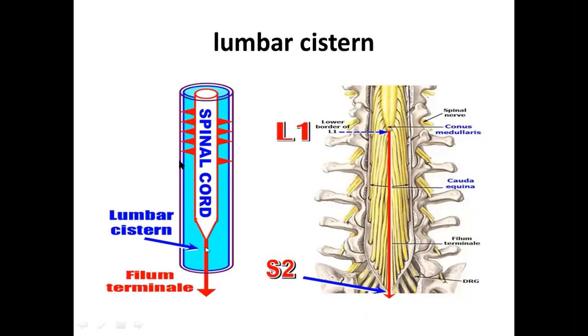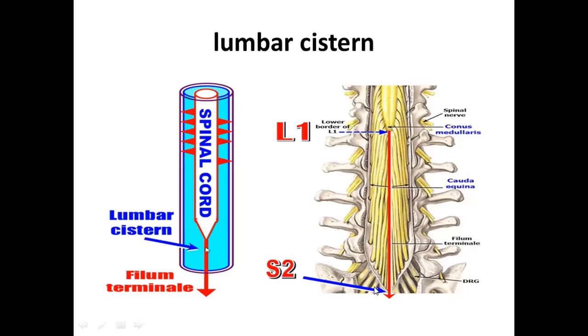At the end of the spinal cord, its lower end is conical in shape. This is the lower end, and it's called the conus medullaris. The nerves that arise from the last part of the spinal cord extend downward like this and form the cauda equina. So this is the cauda equina.